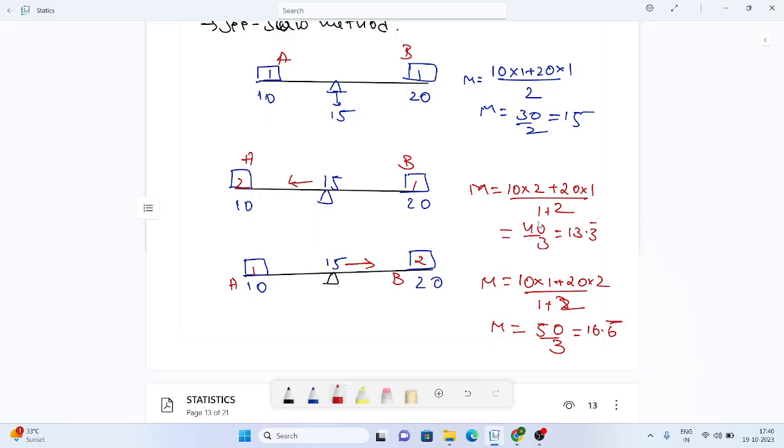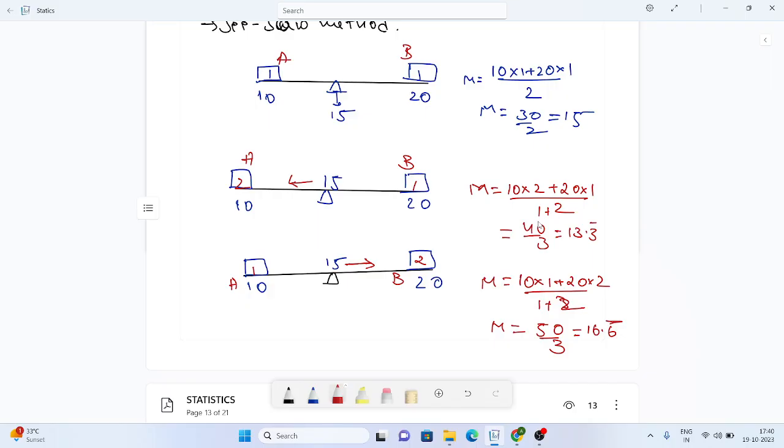So what is the conclusion? Conclusion is this: if we provide similar weight, then the mean is in between. Where we provide more weight, the mean will shift toward that side. In case 2, I provide more weight to A, so mean shifts toward the side of A. In case 3, I provide more weight to B, so mean shifts toward B, right?